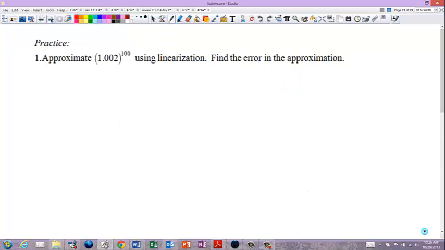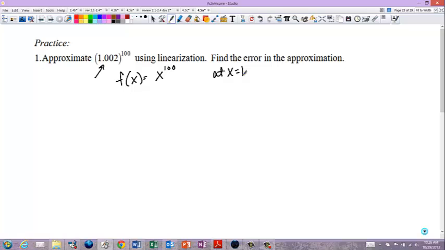It's easy. Approximate 1.002 to the 100th using linearization. We're going to do the same thing we just did. Our function is going to be x to the 100th, and we're going to get a number that's really close to 1.002, a nice even whole number. So how about let's use 1.